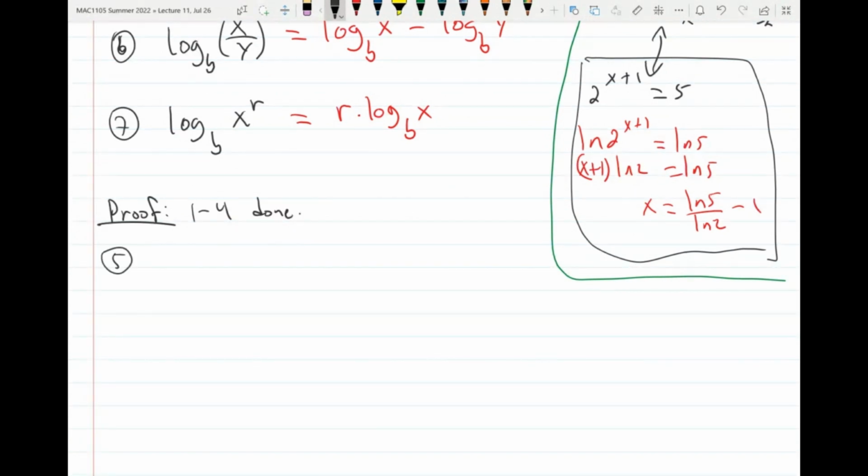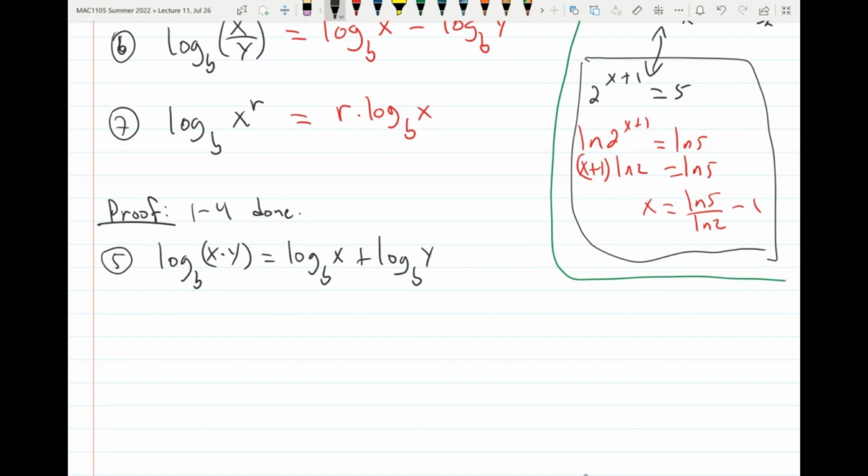Now let us prove number 5. Number 5 says that log base b of x times y is equal to log base b of x plus log base b of y. Okay? So let's try to justify this. The way you do this typically is you start with one side and then you do something, of course, and somehow you show that it will be equal to the other side. Okay? So let's begin from here.